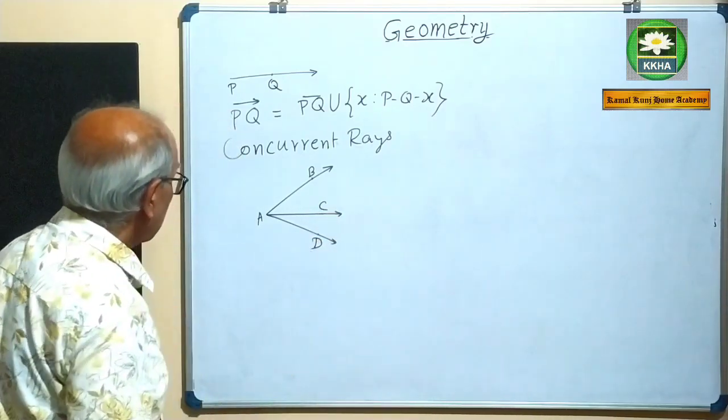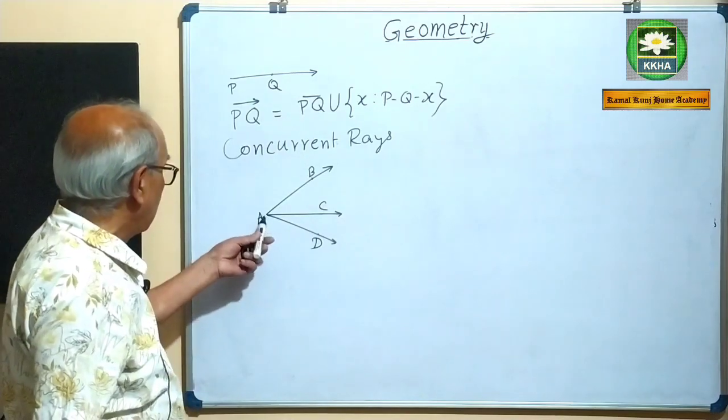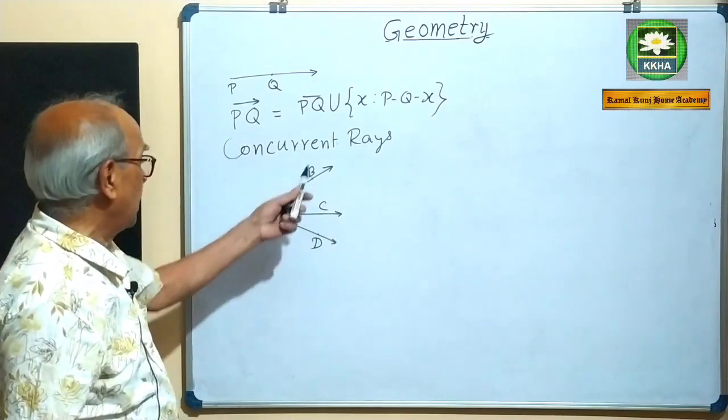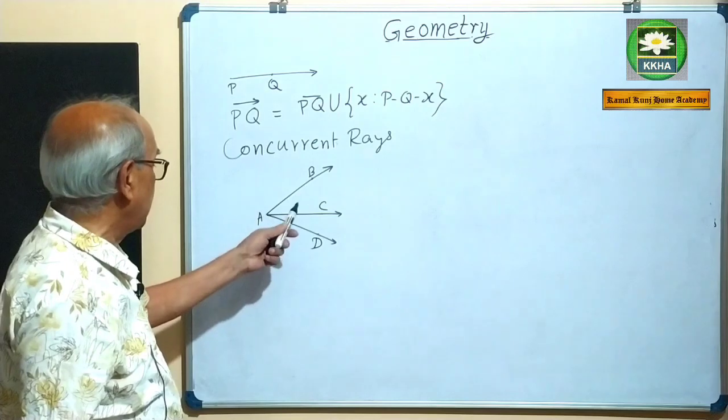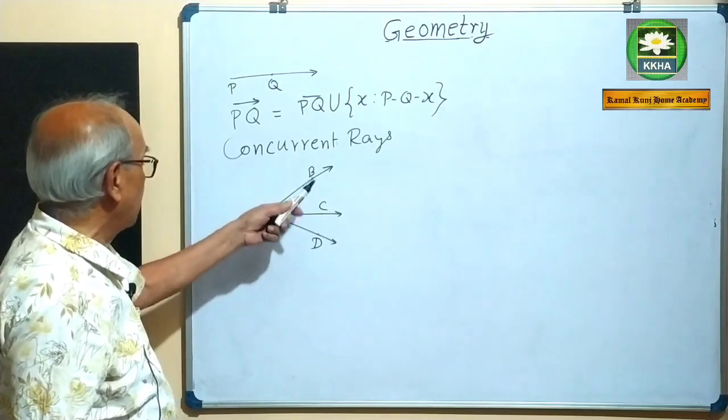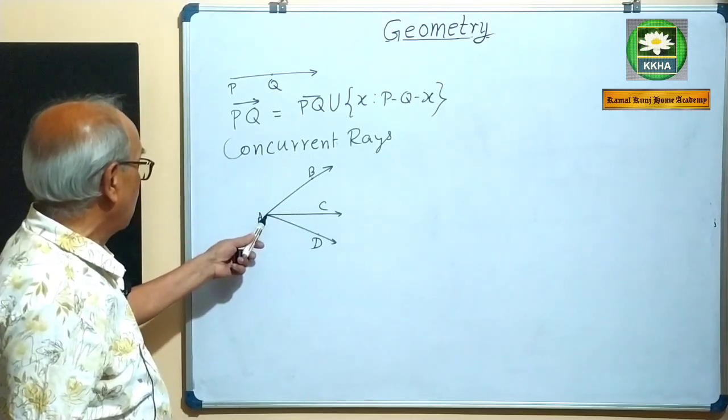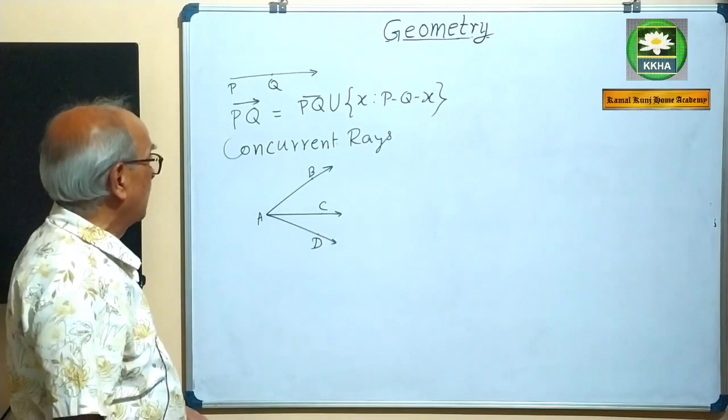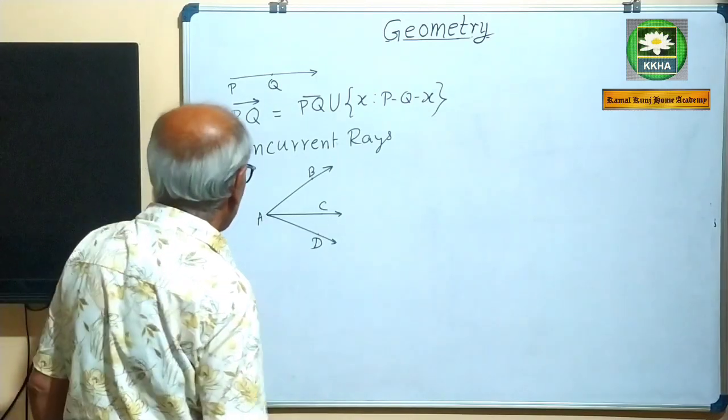Rays having the same common end point are called concurrent rays. Here AB, AC and AD rays are concurrent rays because they have a common end point. This is called concurrent rays.